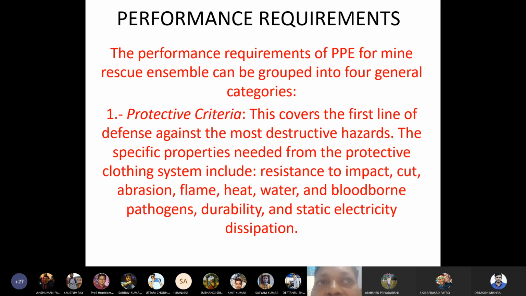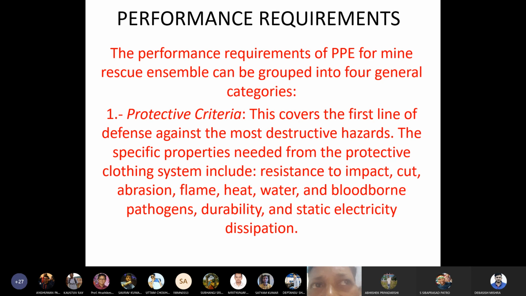If a flame falls on your body, you should not be affected if you are wearing the protective garments. Because of the temperature rise there will be heat, and your body should not be affected by the heat. Your body should not be affected by water if you are using mine rescue equipment. And blood-borne pathogens should not enter your body.